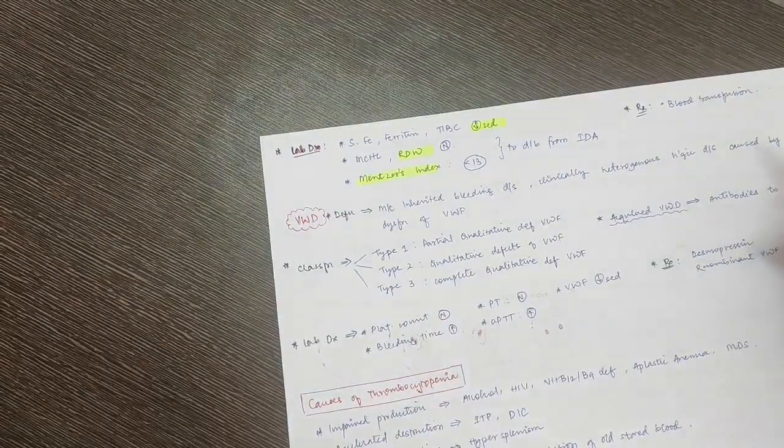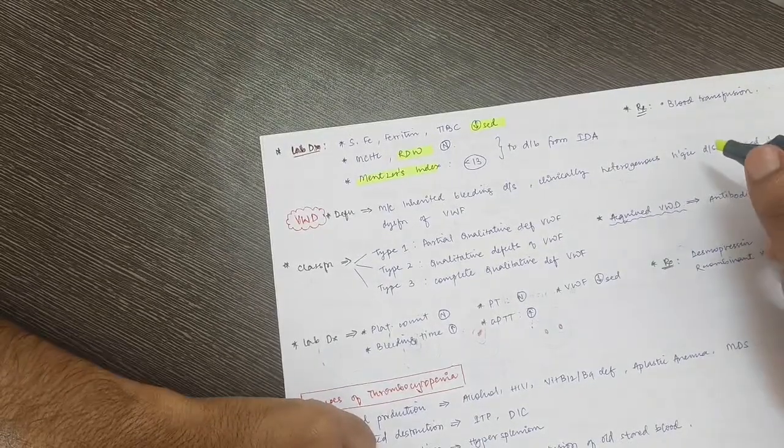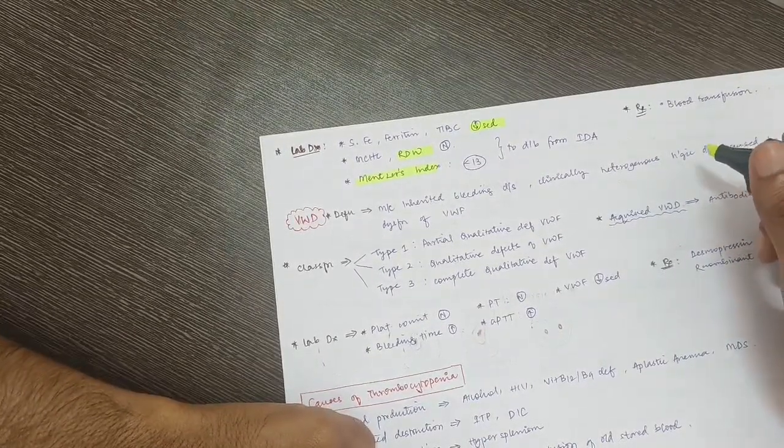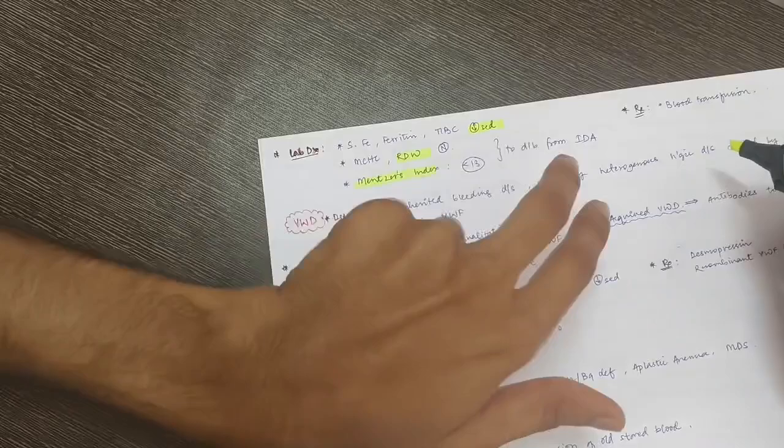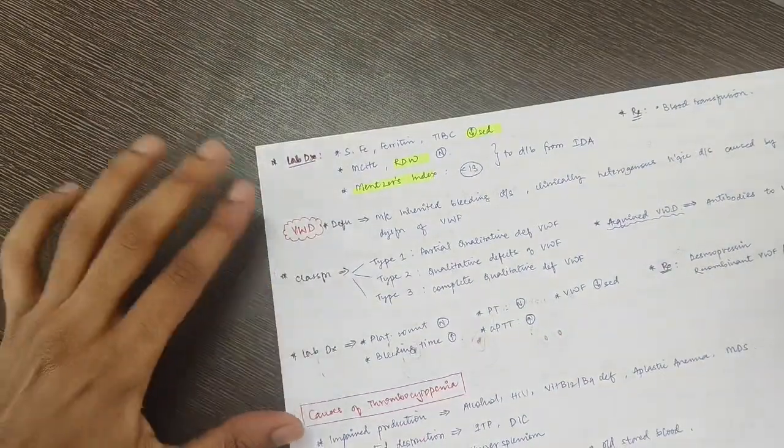So what is the treatment? The RBC count is also considered in case of Mentzer's index. So what is the treatment here? Blood transfusion. Okay, the treatment is blood transfusion.